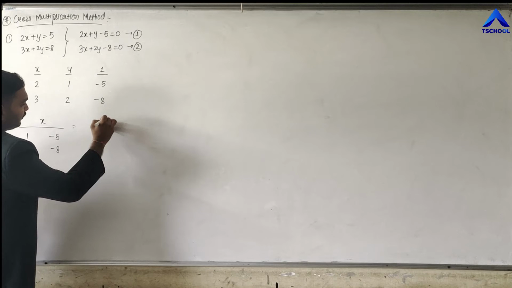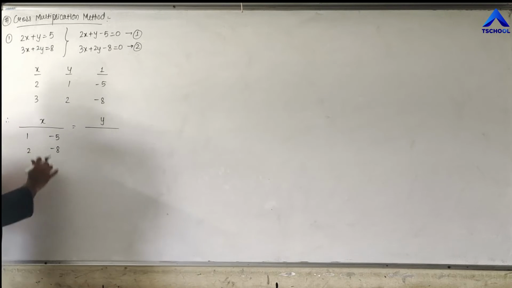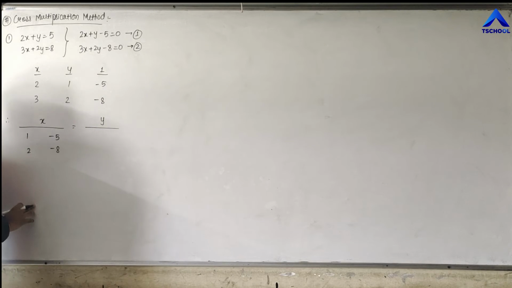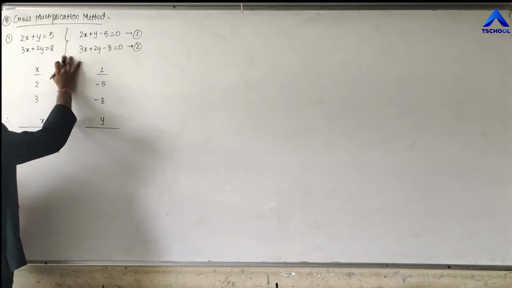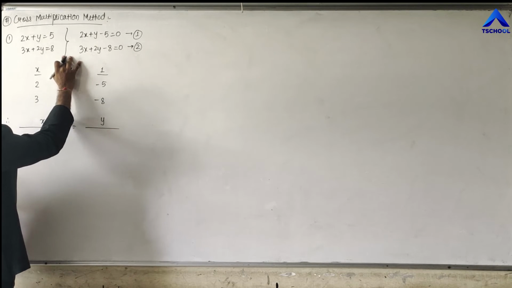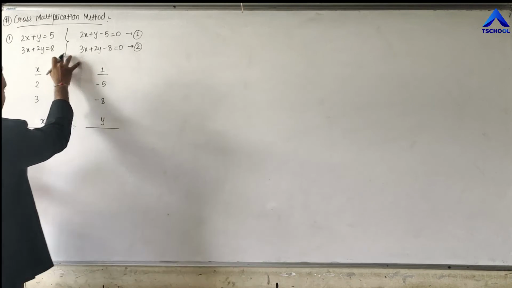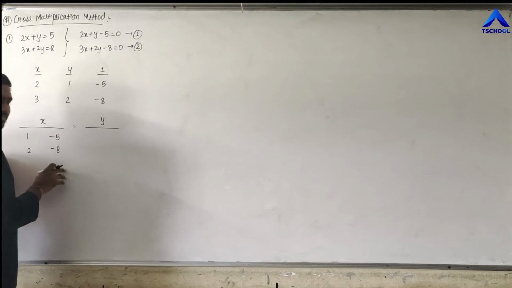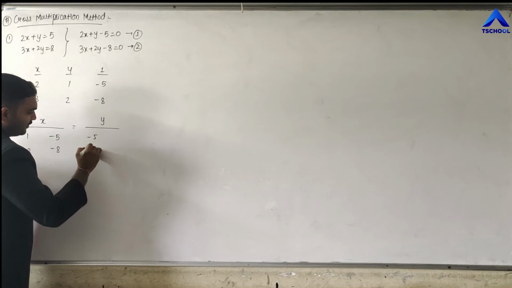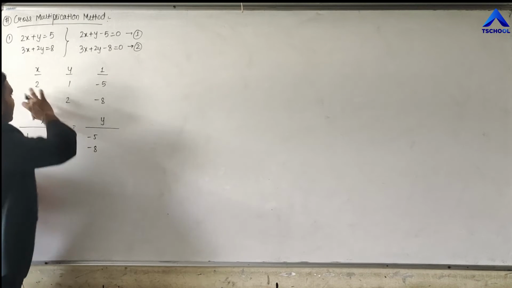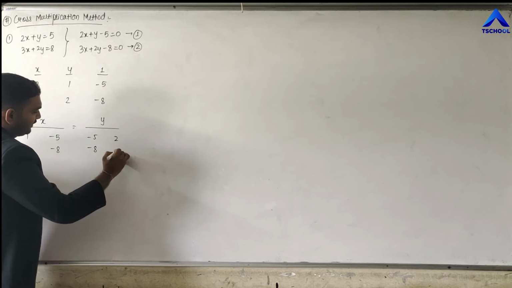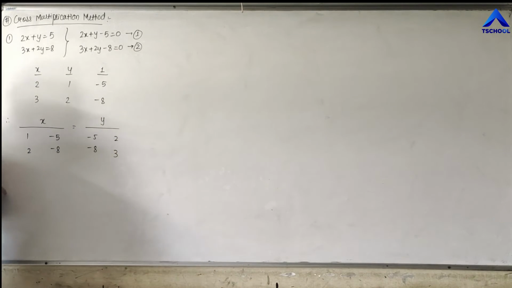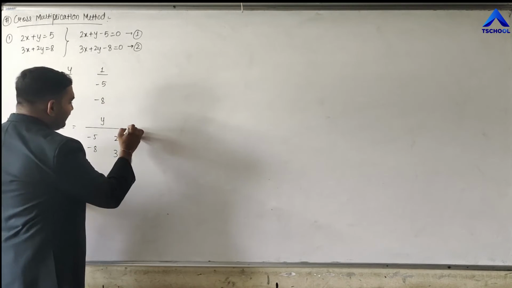Is equals to y upon. Now, under y, we are not going to write the coefficients of y. Hide that column. What you can see is 2, minus 5, 3 and minus 8. But we are not going to write it like this. We are going to write it in the reverse manner. So beside minus 5, minus 8, there must be a column of minus 5, minus 8 only, and this 2 and 3 will be written over here. Is it clear, friends?